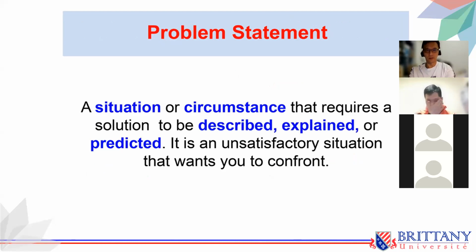As I mentioned earlier, if there's no problem, no research. So you need to have a problem. So when you write your title, there's always a problem. Now you need to explain it clearly so that your audience understands this. A problem statement is a situation or circumstance that requires a solution to be described, explained, and predicted. Three things: described, explained, and predicted.